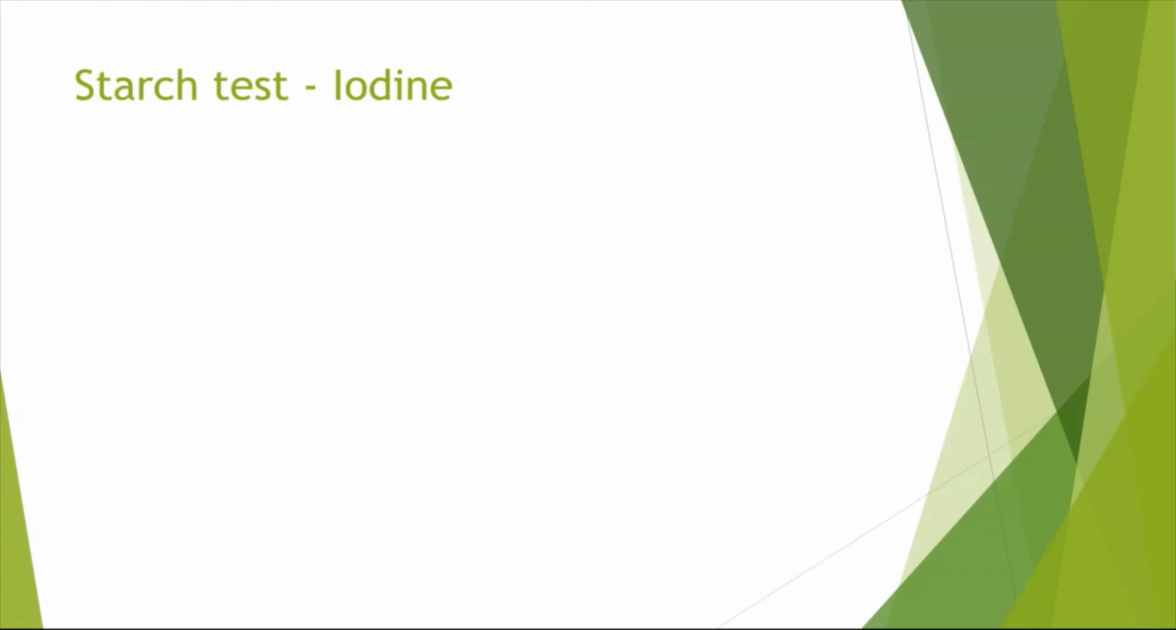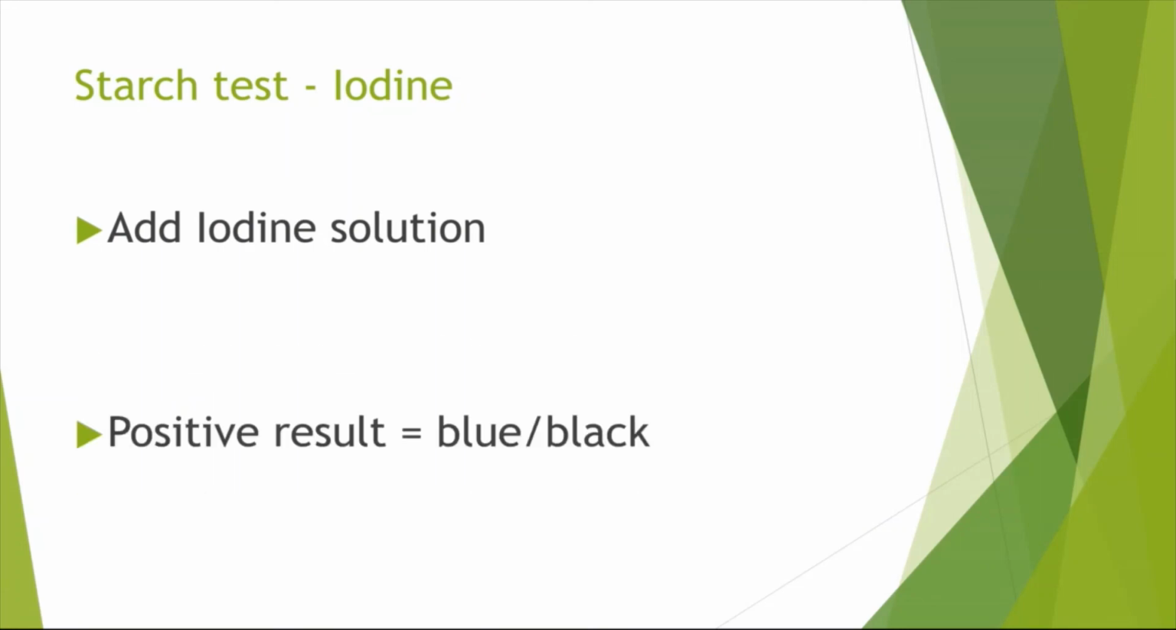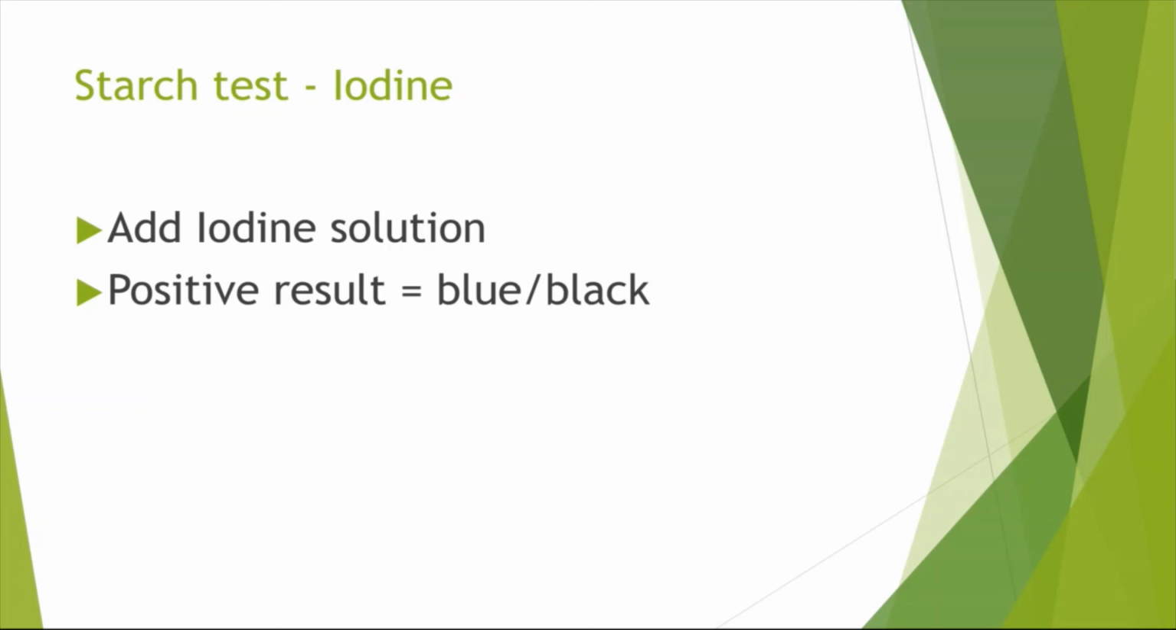And finally, the test for starch, the iodine test. You add iodine solution, and if starch is present, a positive result would be a color change, so it would turn blue or black, bluey black.